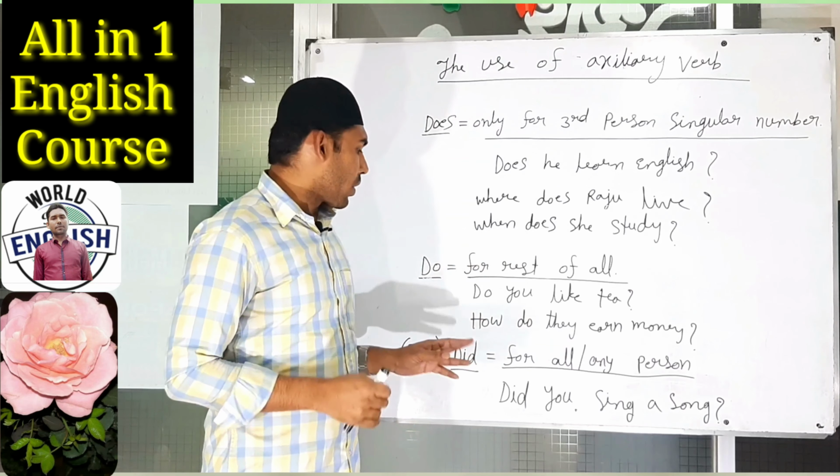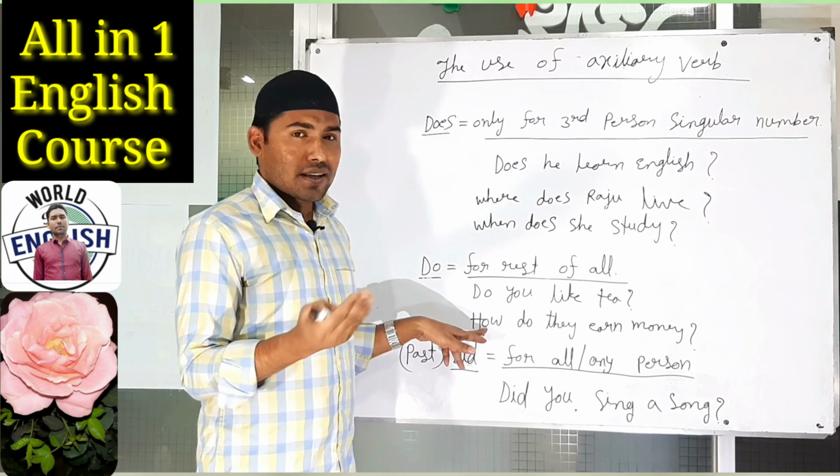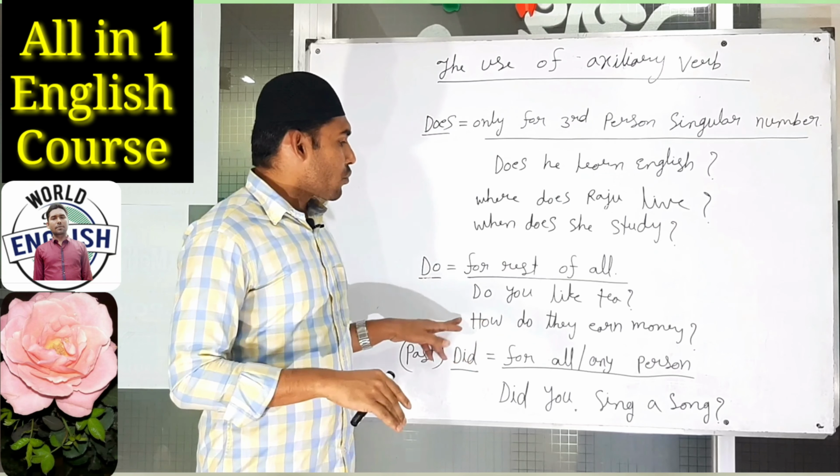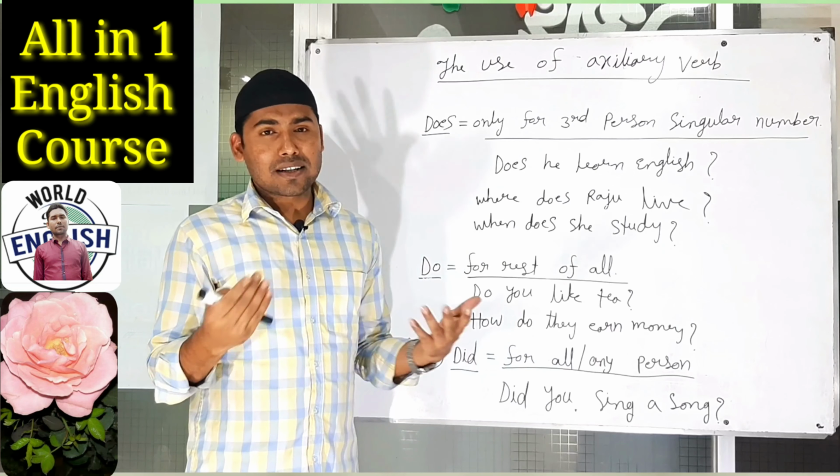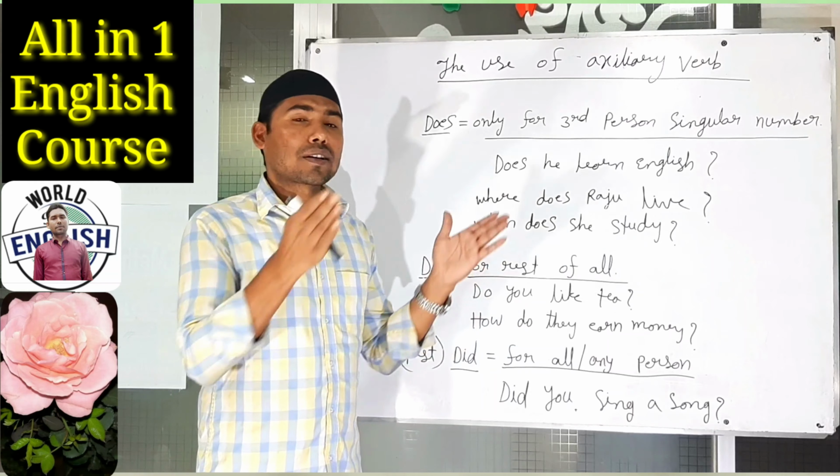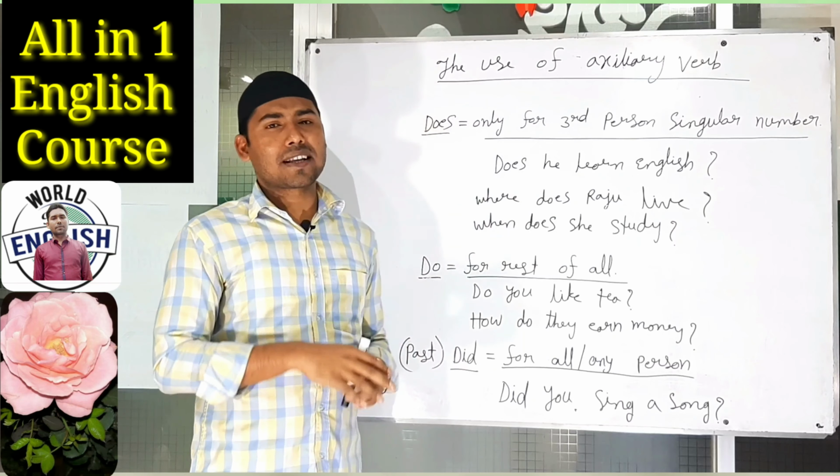Why do you? We can use different WH words here. Suppose, why do you learn English? I learn English to build my career, to get a good job, to go abroad. We can answer in different ways.